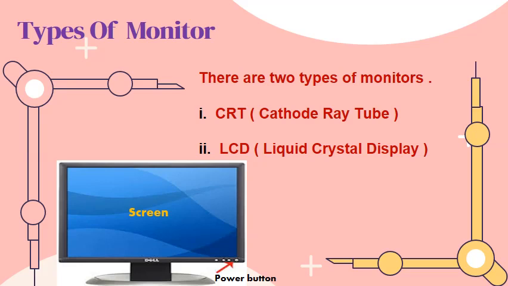There are two types of monitor. Number one is CRT. Number two, LCD. CRT stands for cathode ray tube. These are big and heavy and use a lot of electricity. CRT is oldest technology and was developed for television. LCD stands for liquid crystal display. These are less in weight and use less electricity. They also work as touch screen in tablet computer.